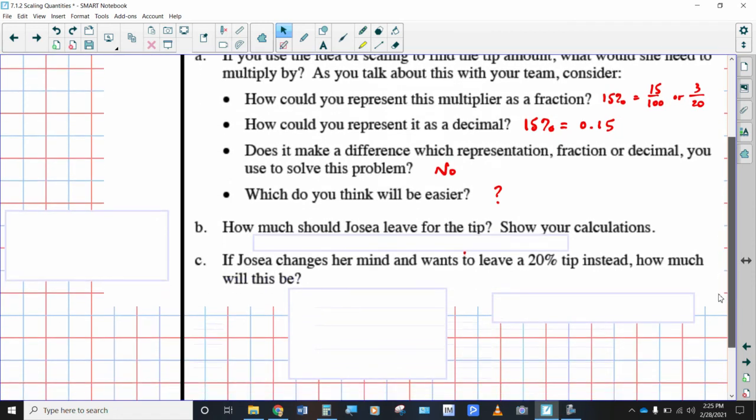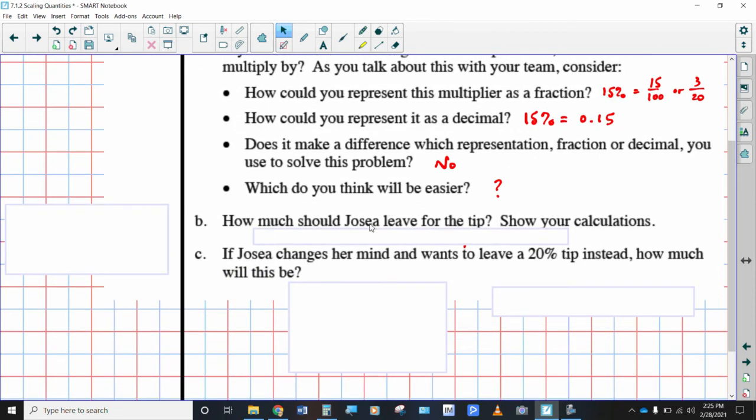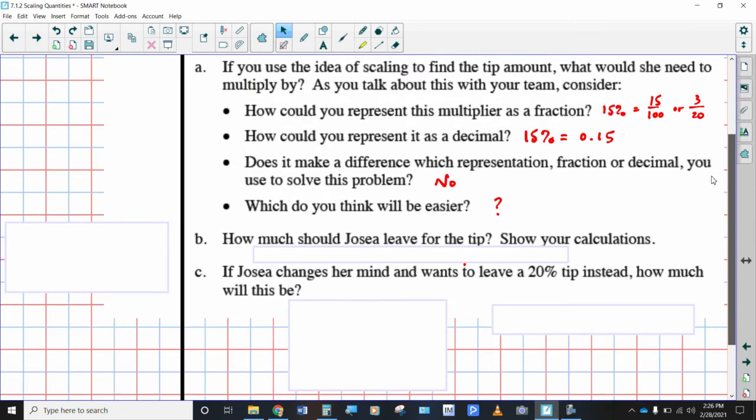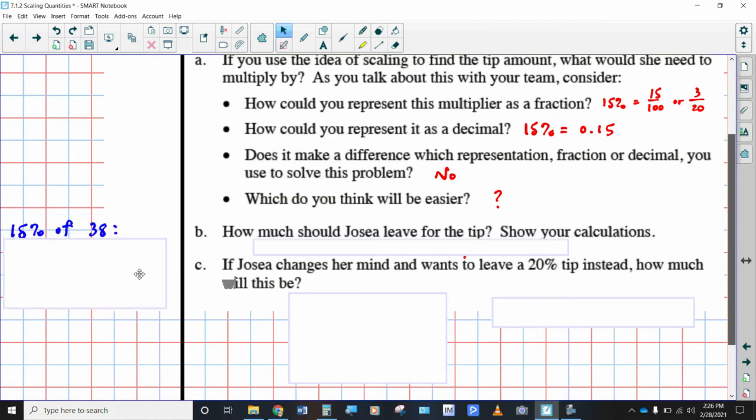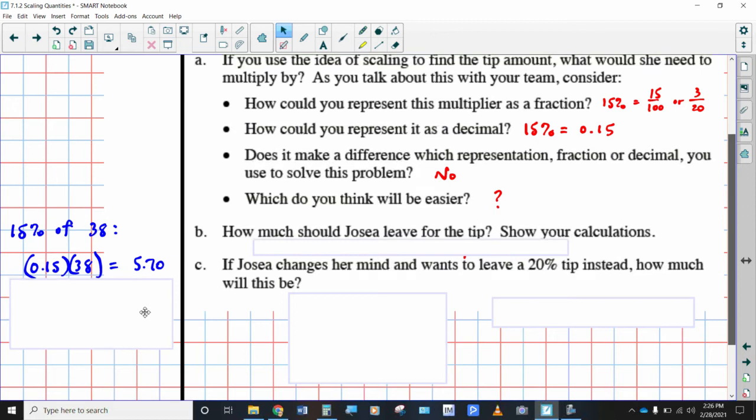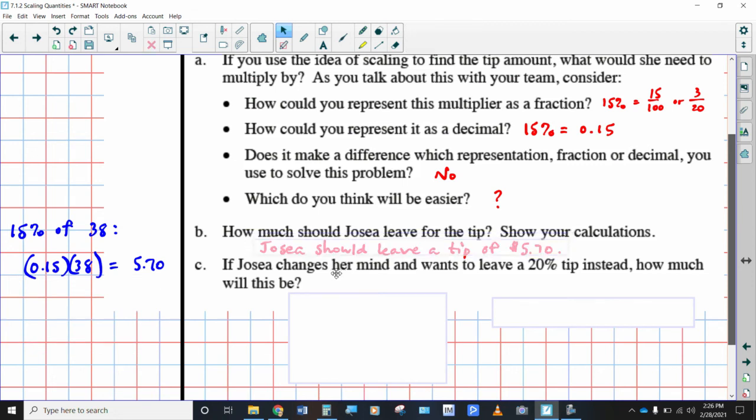So how much should I'm going to call her Josie. How much does she leave for a tip? Show your calculations. Okay, so we have to figure out what is 15% of 38. So 15% of 38 means we're going to multiply 15/100 times 38, and the answer to that question is 5.7. So that means that Josie would leave a tip of $5.70.